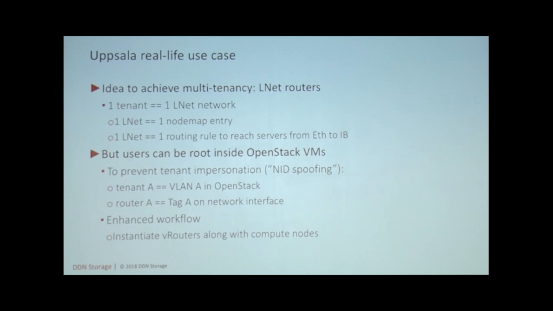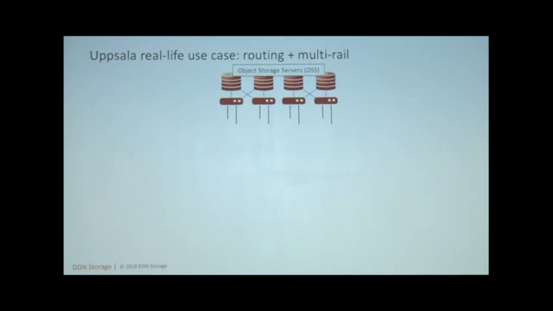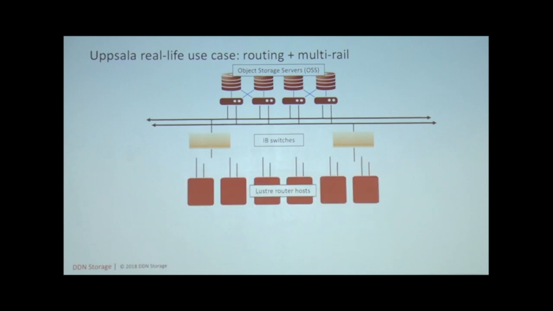Okay, this slide is just here for reference. It's a summary of what I just said. I said that we are using LNet routing in this project. We are also using multi-rail. The reason is the following. We have 4 OSS servers. Each of them has 2 network interfaces on the InfiniBand network. We have 2 IB switches, and so we decided to connect the first interface of each OSS to the first IB switch and the second to the second IB switch.